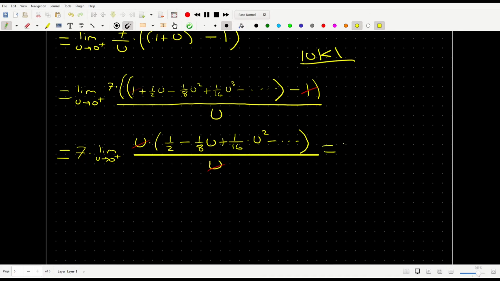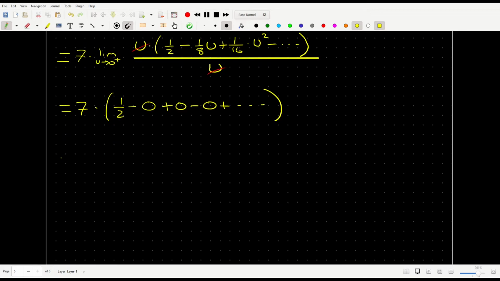This is going to be 7 times 1/2 minus 1/8 times 0, which is 0, plus 1/16 times 0 squared, which is 0, and so on and so forth for every other term in the series. So all the terms are 0, which gives us the value of 7 times 1/2, or 7 over 2, as the value of this limit.